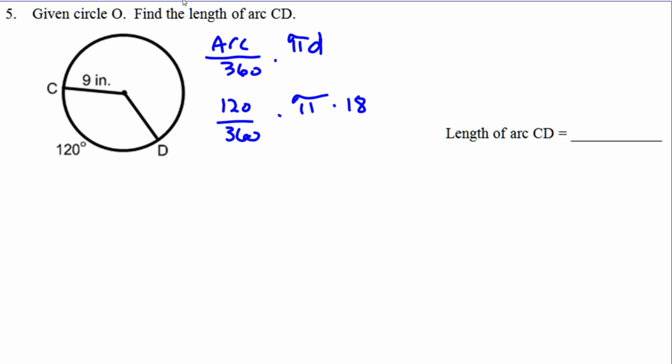Okay? So remember, we're trying to keep fractions, not decimals, with problems like this. 120 out of 360 is really 1/3, times 18 pi. Well, 1/3 of 18 is just 6, so I'm going to say my answer here is 6 pi. This is a length, right, of a line, so this is going to be in just regular old inches. It's not an area, so it's not square inches, right? So that is the answer.